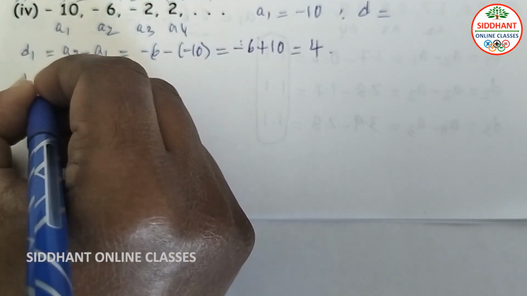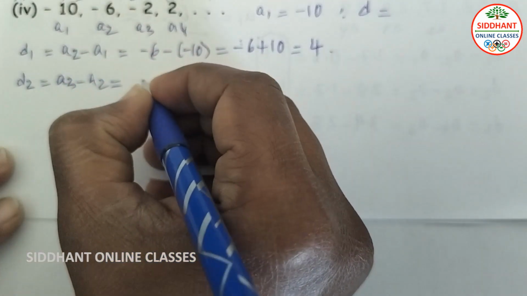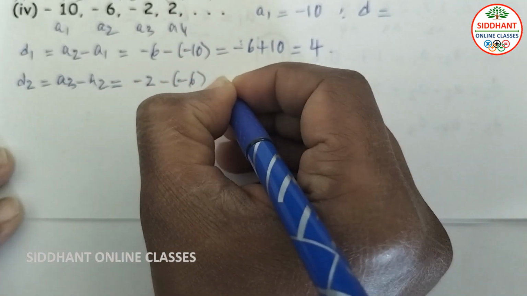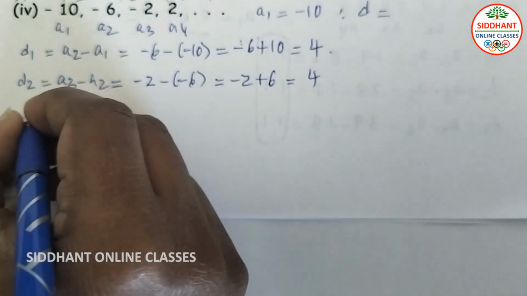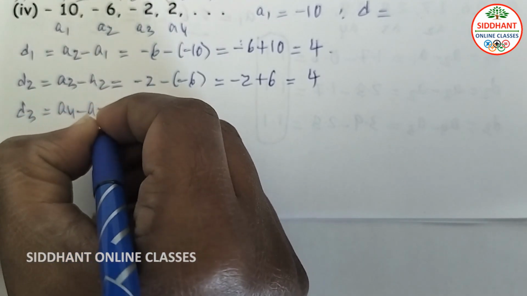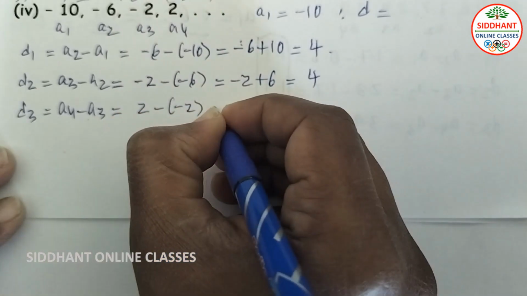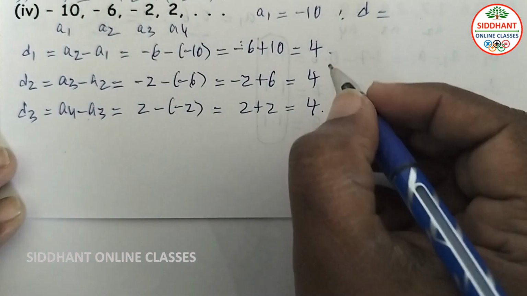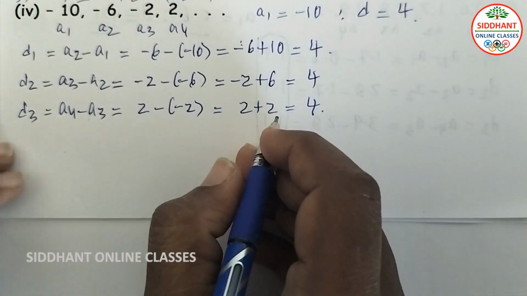Next, D2 will be A3 minus A2. That will be minus 2 minus minus 6, that is equal to minus 2 plus 6, that is equal to 4 here. Next, D3, A4 minus A3, that is equal to 2 minus minus 2, that is 2 plus 2, that is equal to 4 here. So D is common, which is 4 here. So we got D here.